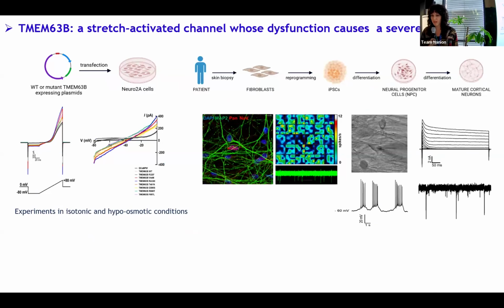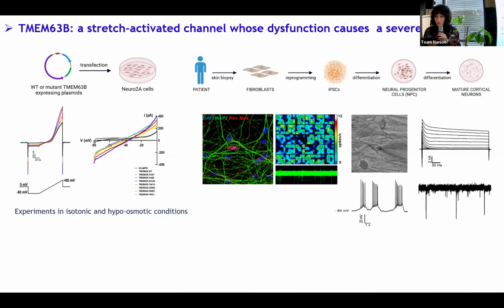The poster that I'm going to have here is mainly about this channel that has been previously mentioned by the first speaker, STIM-63B, which is a stretch-activated channel whose dysfunction is linked to a severe form of DEE. We had a first project where we studied the channel in a model of transfected cells, by stressing the cells with a hypotonic stress.